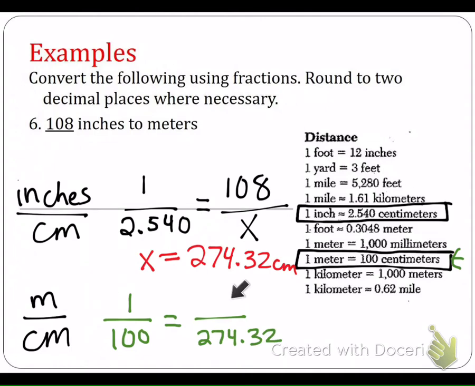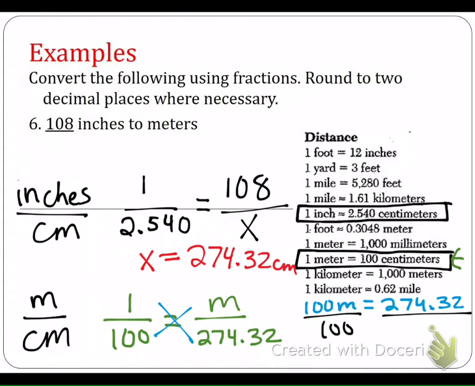And what goes right here? The X. Or if you want to use a different variable, maybe we'll call it an M this time, okay? So you don't get your steps confused. When we cross multiply, we have 100M equals 274.32. Divide by 100, and what do you end up with?